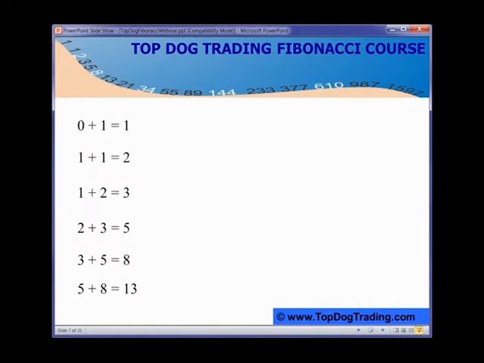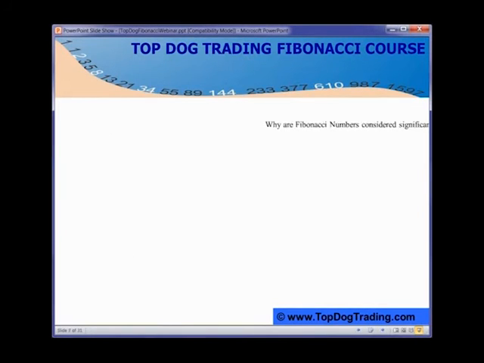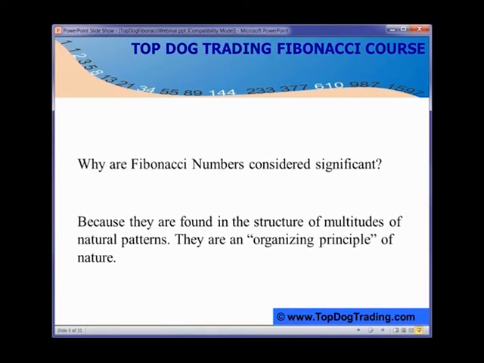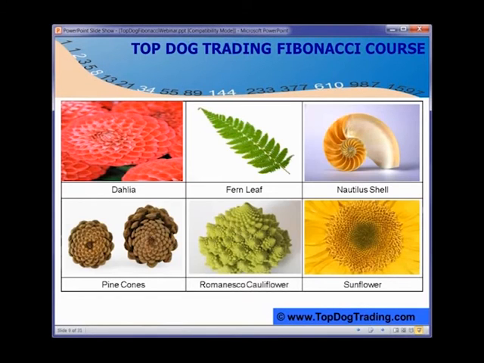And it's that sequence of numbers. Okay, pretty simple. Now, why are the numbers considered significant? Because as mathematicians and scientists started to study the structure of nature, they found that these Fibonacci numbers are actually an organizing principle of the geometric patterns found in natural phenomena.